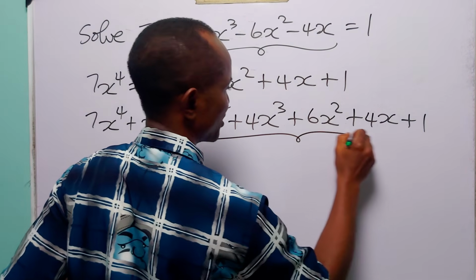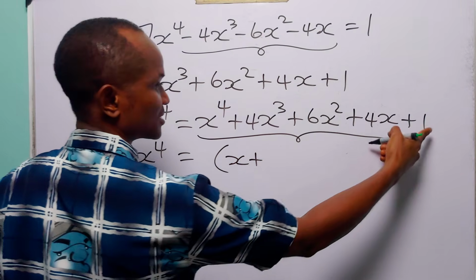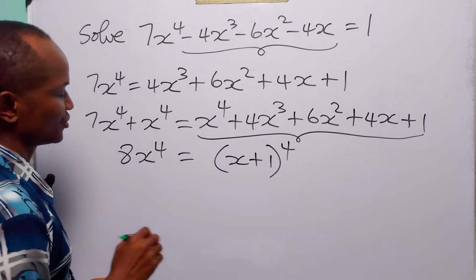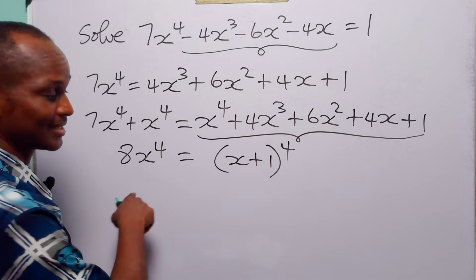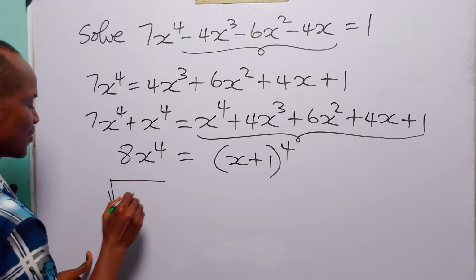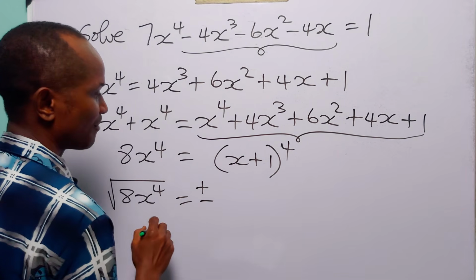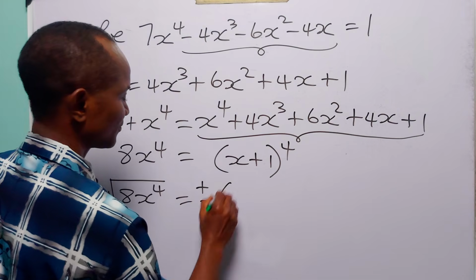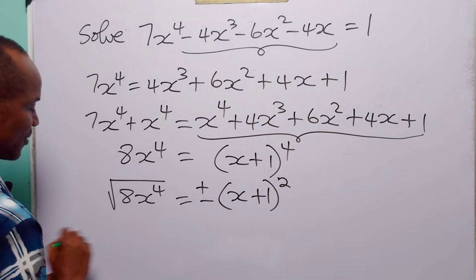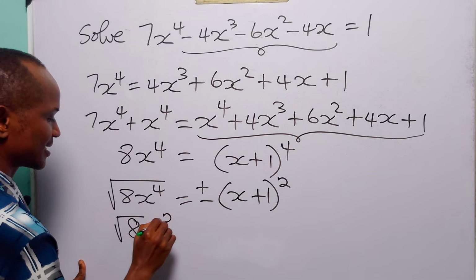Now, when you look at this expression, you will see that it's the expansion for (x + 1)^4. Now, what we are going to do is take the square root of both sides of this equation. When we do that, we have that the square root of 8x^4 is equal to plus or minus the square root of this, which is (x + 1)^2. Now here we have the square root of 8 times x^2.